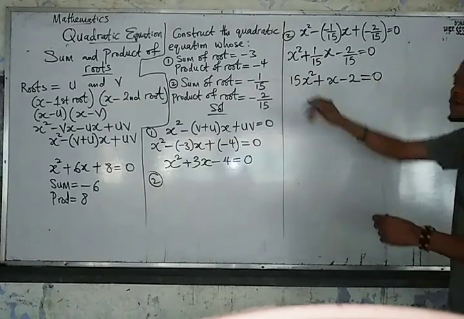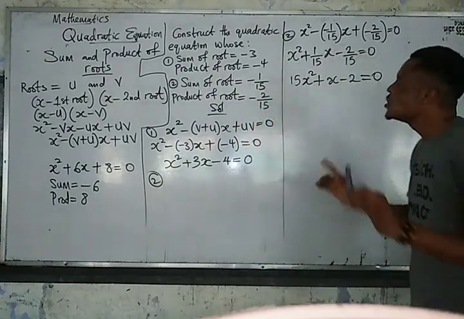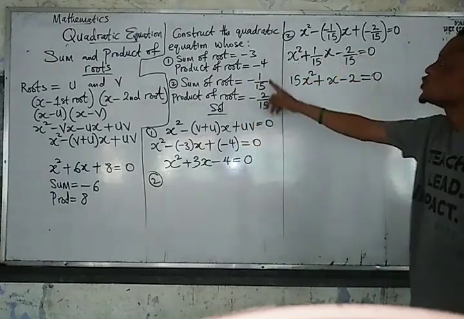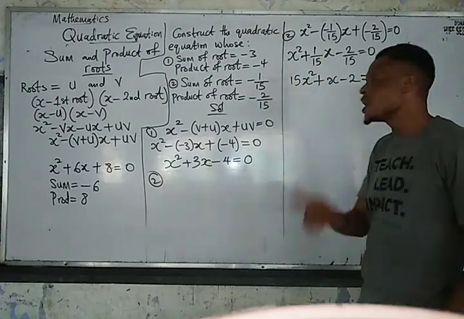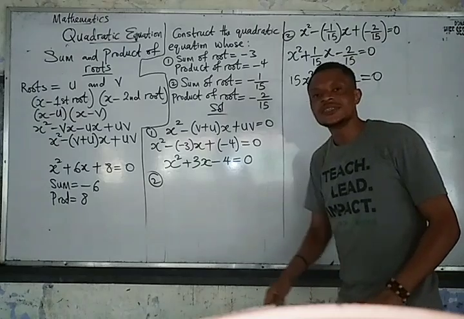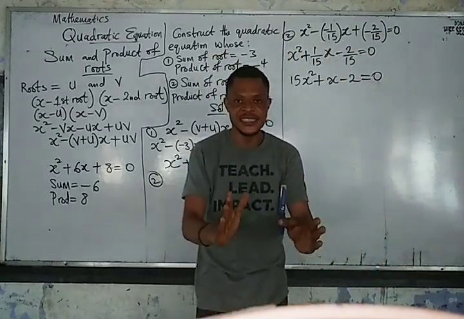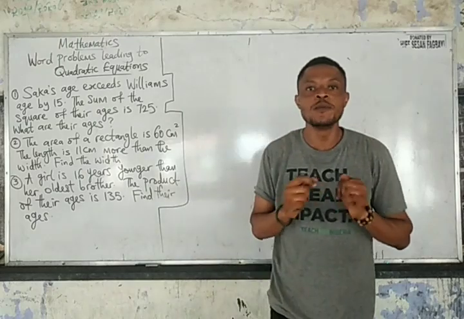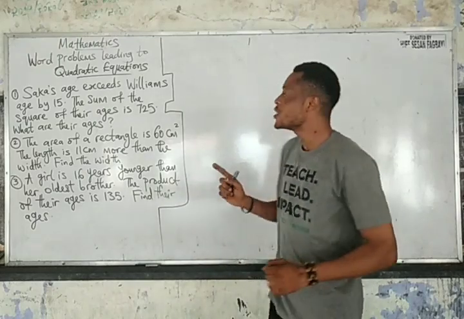By the time you solve this, you are going to get two values as your roots, of course. Once you sum them together, you are getting minus 1 all over 15. By the time you multiply them together, you are definitely going to get minus 2 all over 15. Easy. Without wasting time, we move straight to word problems leading to quadratic equations.